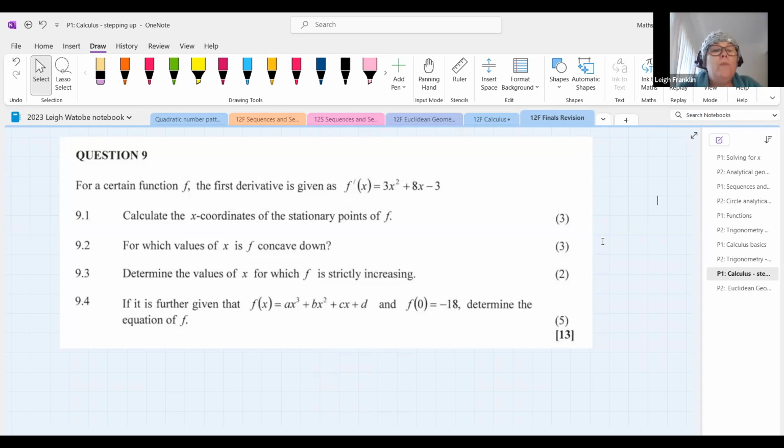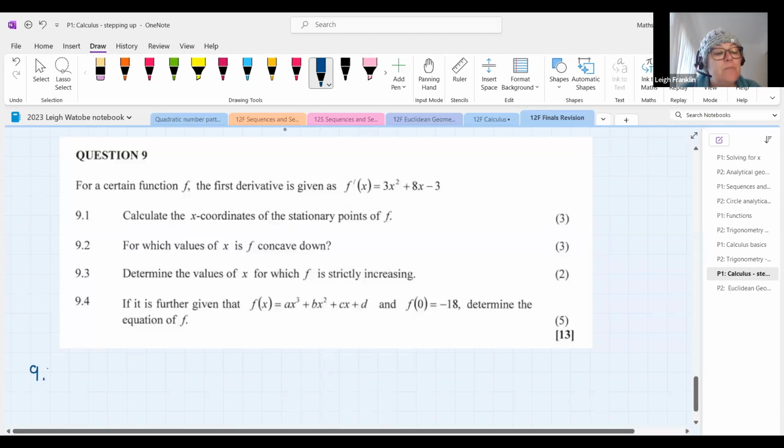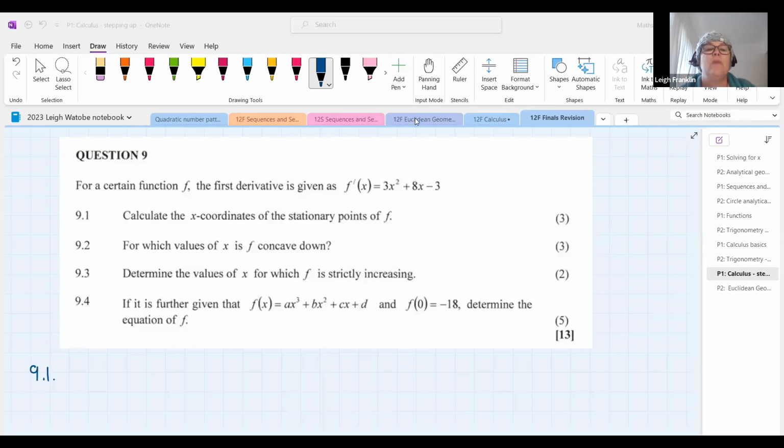So when we want to do question 9.1, calculate the x coordinates of the stationary points, what do we need to do? What are we going to do in this case? Exactly. That's it. I'm going to let you guys do that, and then you can share your answers with Yolanda and I when you're done. You seem to know what to do with 9.1. That's great. Off you go.